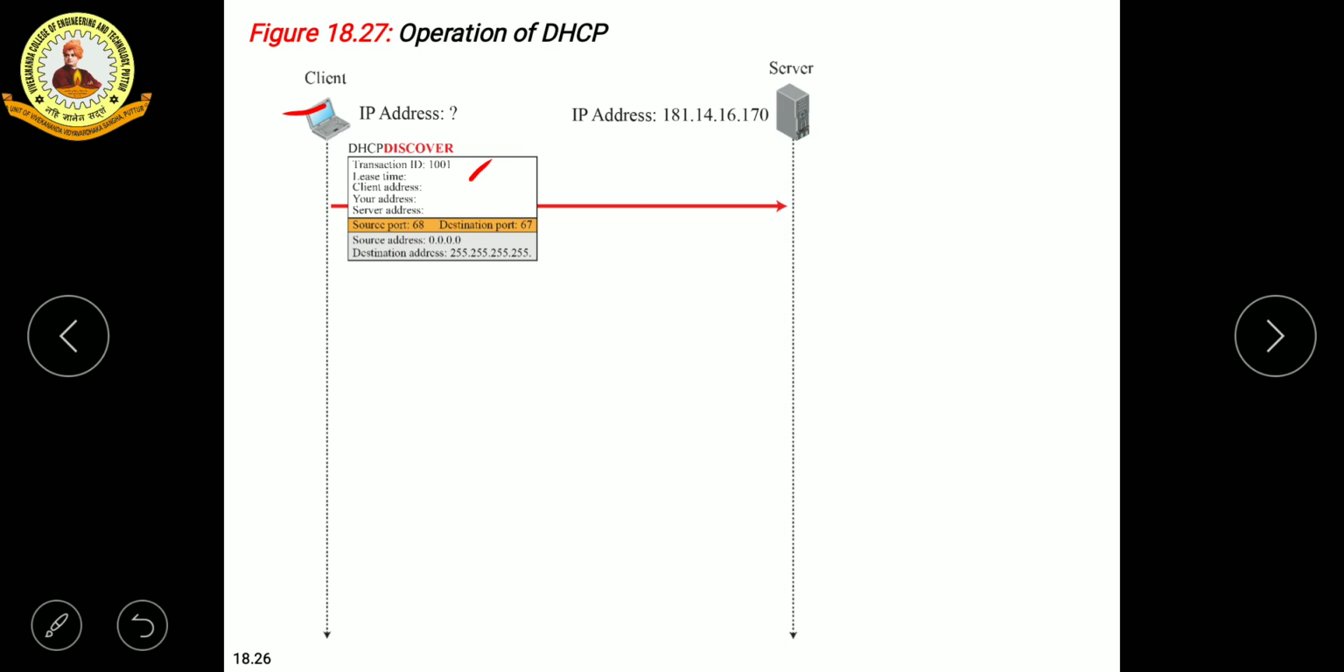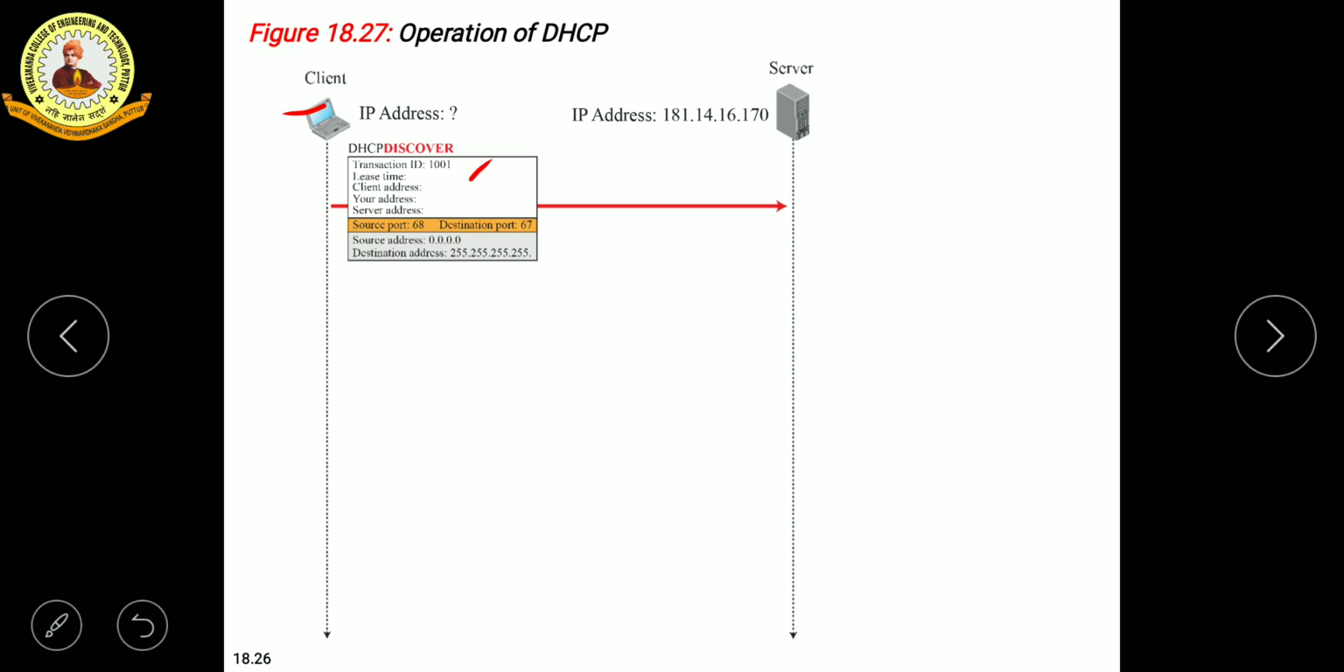So the message is encapsulated in a UDP user datagram. UDP is a connectionless service. We will discuss in the transport layer what UDP and TCP are and how they work, so it is not part of this subject. It is part of the computer networks subject, which you are going to learn next semester. Then this message is encapsulated in a UDP user datagram with source port set to 68 and destination port set to 67. We will discuss the reason for using these two well-known port numbers later.